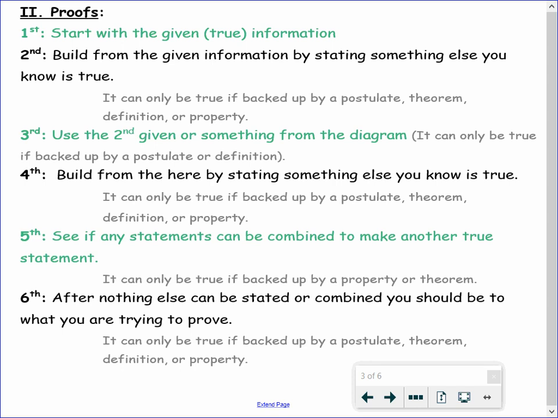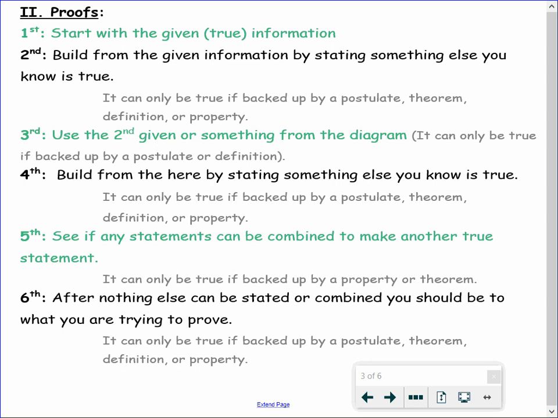Then I'm going to build the information from the given. So what else do you know about the given? Remember, if then, if then, if then. You can only say it's true if you have a postulate, a theorem, a definition, or a property to back you up. Remember, you're citing your sources, and those sources are those postulates, theorems, definitions, or properties.